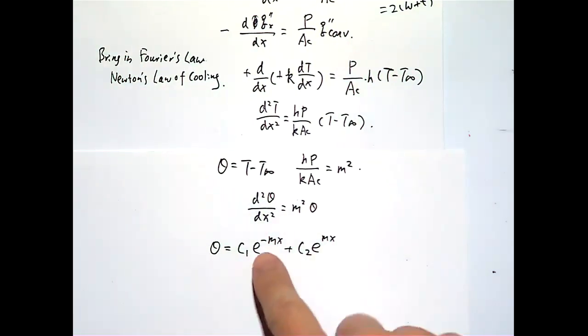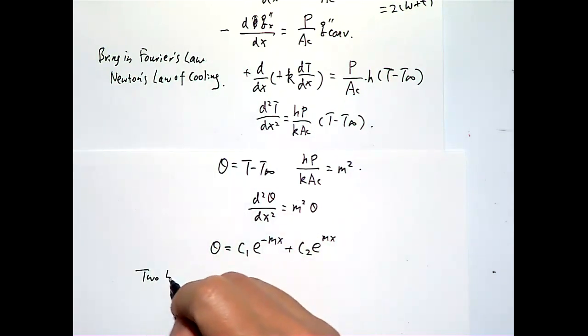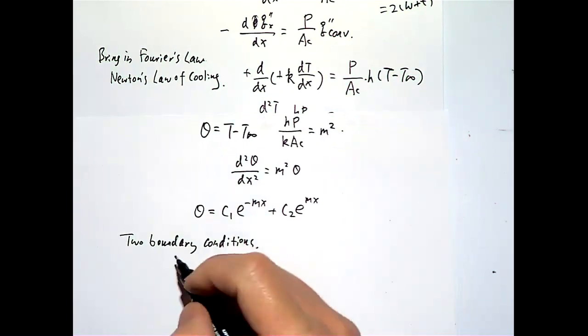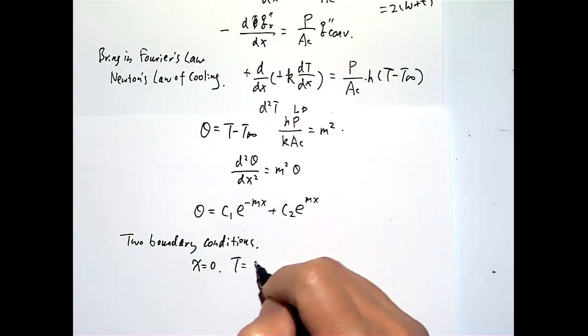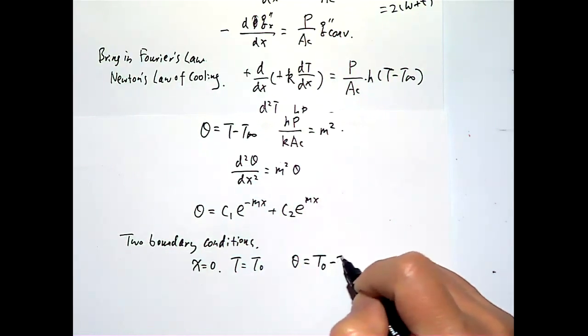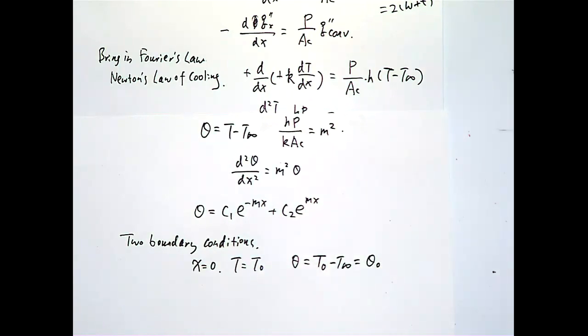All right, so by definition, we have a second order differential. When we integrate twice, we will have two constants there. Two constants means to solve these two constants, we need two conditions, right? Two boundary conditions, as we have seen for the 1D conduction problem. So one is when x equals 0, I say that temperature is known, T equals T0, which means theta equals T0 minus T infinity, that equals theta 0, right? So that's one, and that's at the fin base.